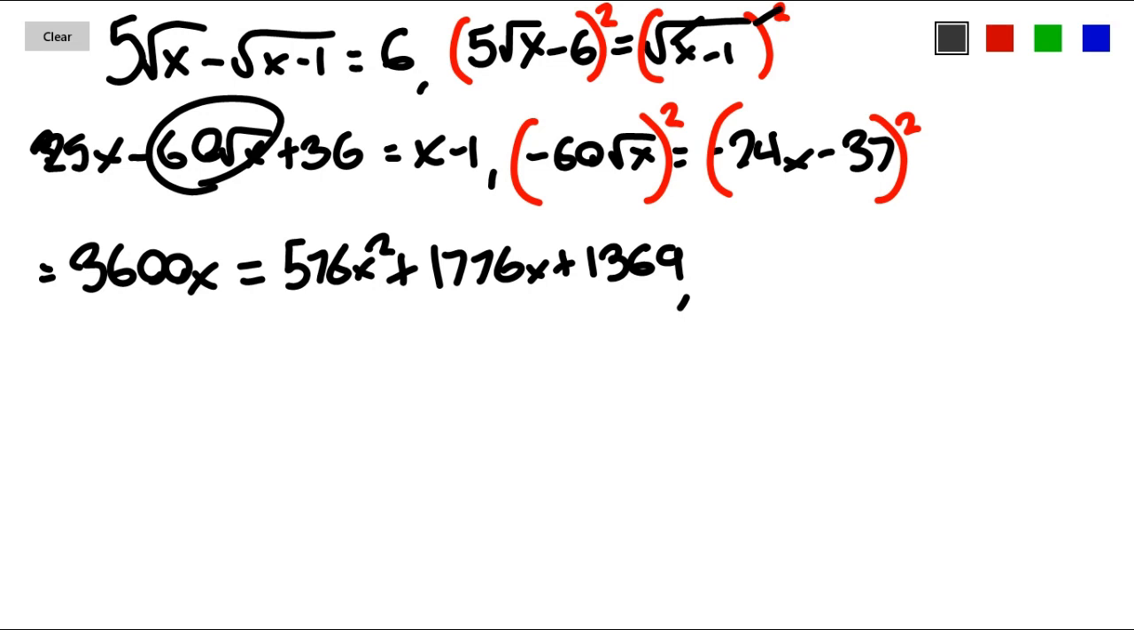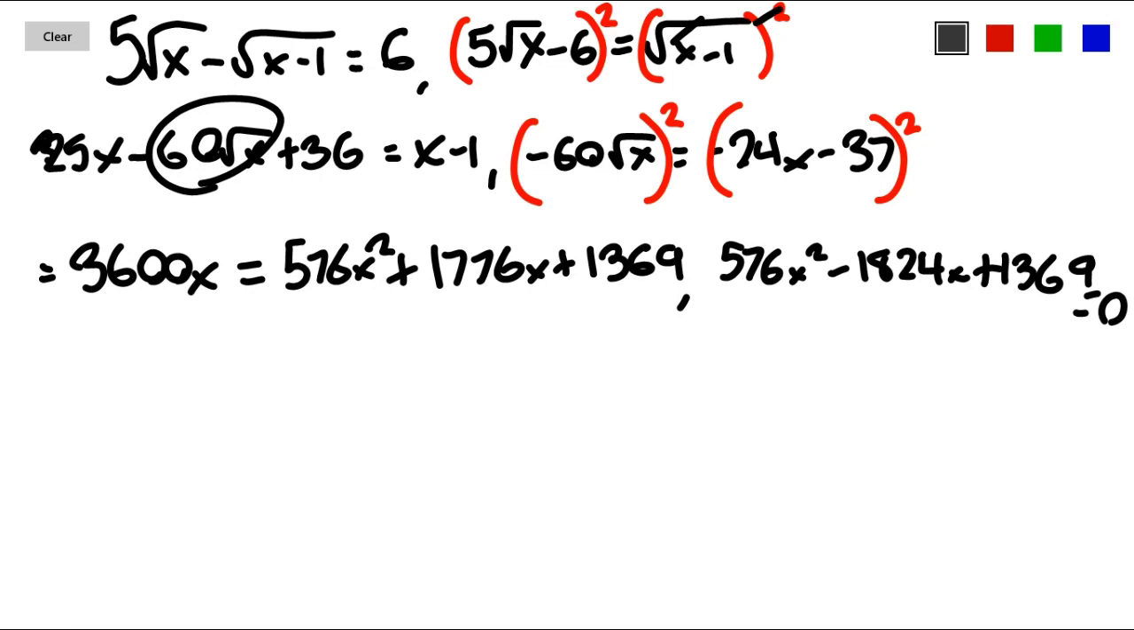So I have 576x squared minus 1824x plus 1369 is equal to 0. So we have our equation in the form of a quadratic. However, the coefficients are really large, so it's most efficient to just plug these numbers into the quadratic formula.